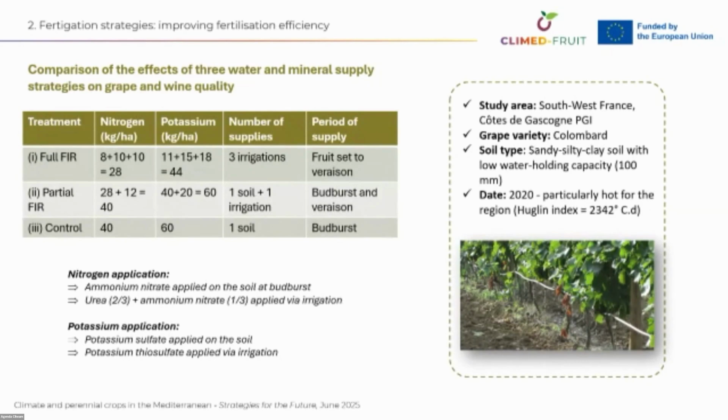So 3 treatments were compared. The first one was the full fertigation strategy with 3 fertilizer applications through 3 irrigations, so only 3 irrigations, between fruit set and veraison. The second treatment was the partial fertigation, where we had 1 input on the soil and then 1 through irrigation between budburst and veraison. And the last treatment was the control one, with only 1 application to the soil at budburst. So that is what is commonly done in the region.